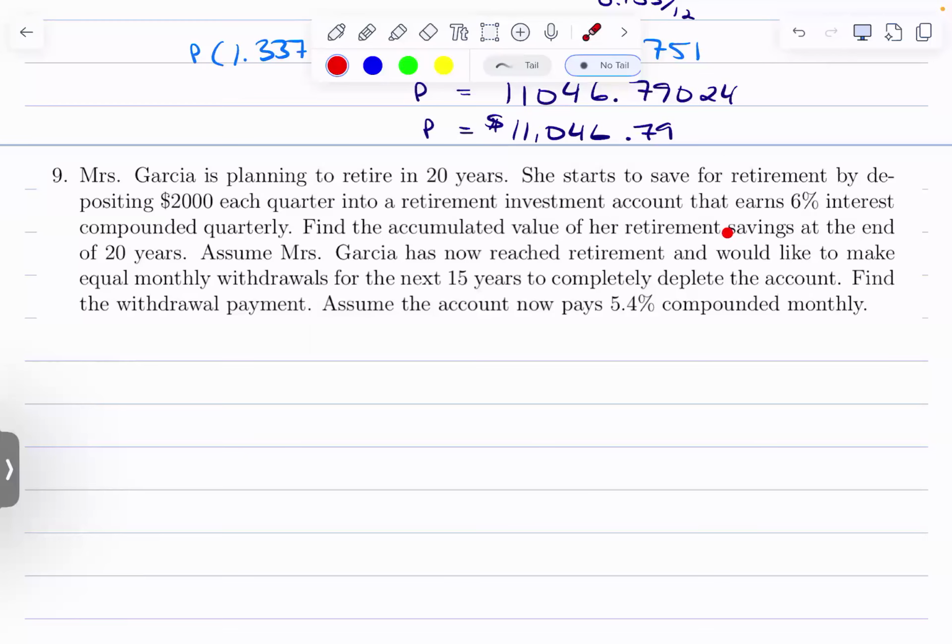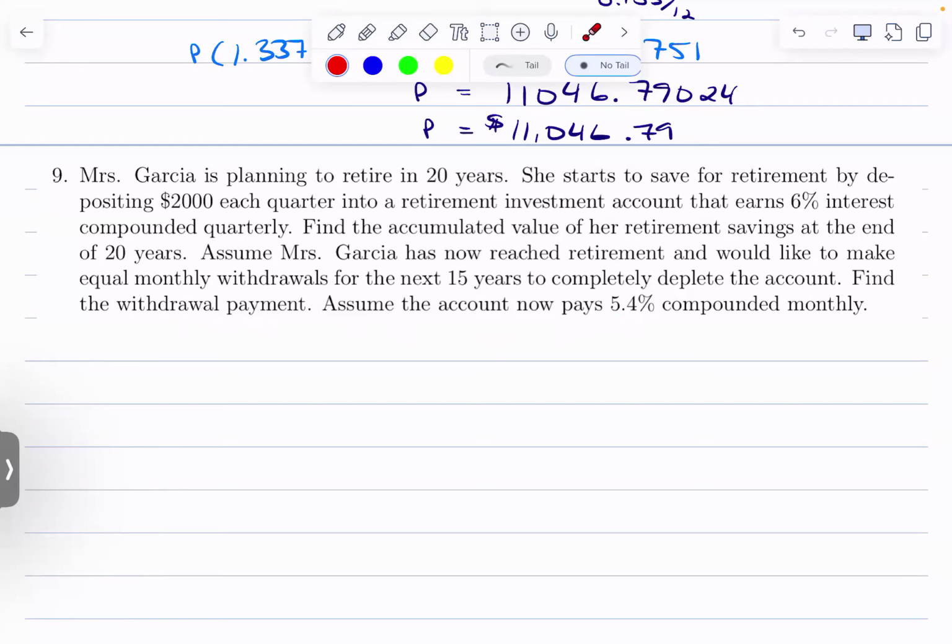Then there's a follow-up. Assume Mrs. Garcia has now reached retirement and would like to make equal monthly withdrawals for the next 15 years to completely deplete the account. So she's saving for 20 years, and then for the next 15 years she's going to make regular withdrawals until it's all gone. We want to find the withdrawal payment. Assume the account now pays 5.4% compounded monthly.